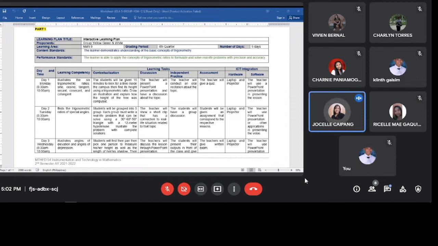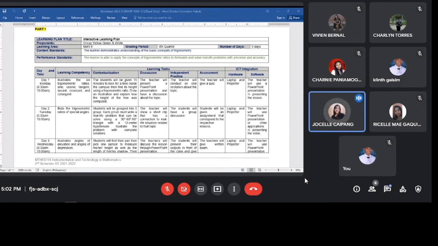So the content standard is that the learner demonstrates understanding of the basic concepts of trigonometry. For the performance standard, the learner is able to apply the concept of trigonometric ratios to formulate and solve real life problems with precision and accuracy.